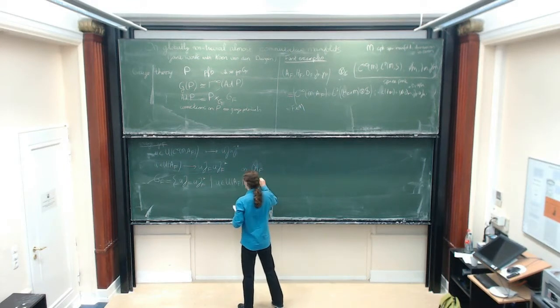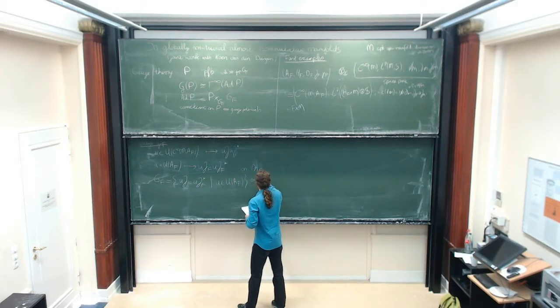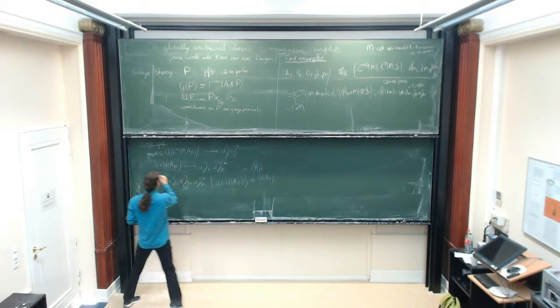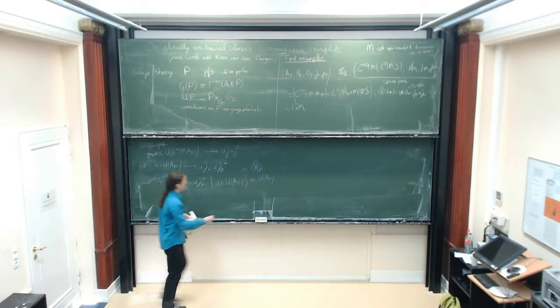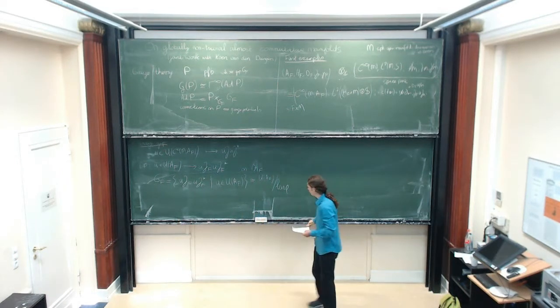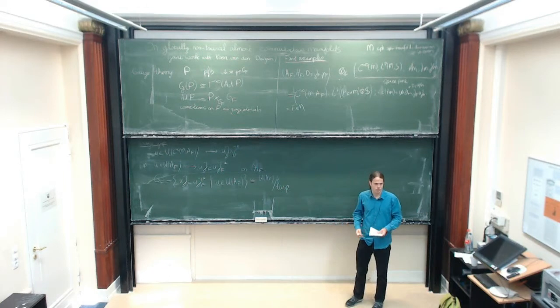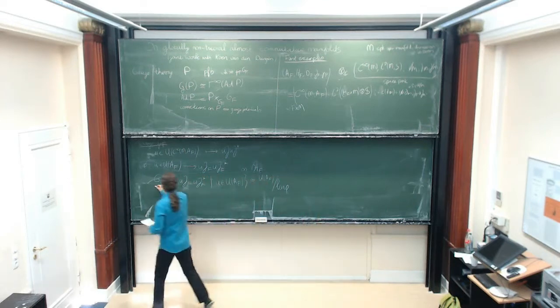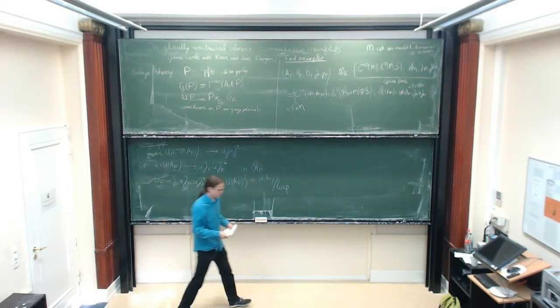And if I call this map phi, for instance, then this will be just this. So this is what we'll take to be my gauge group.